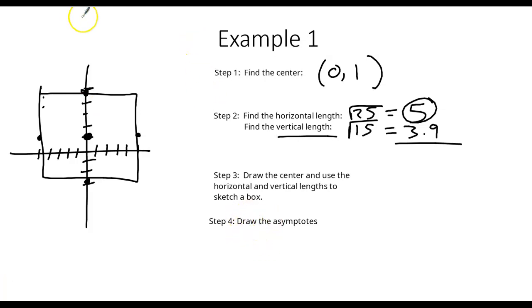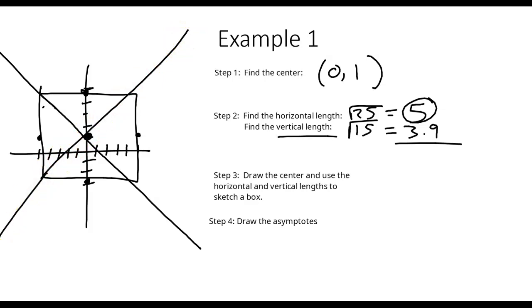And to draw the asymptotes, we're going to draw diagonals through our box, and they have to go outside the box, just like so. All right, step 5. Step 5 is to decide where the curves go. So are we going to draw the curves on the top and bottom, or are we going to draw them on the left and right?